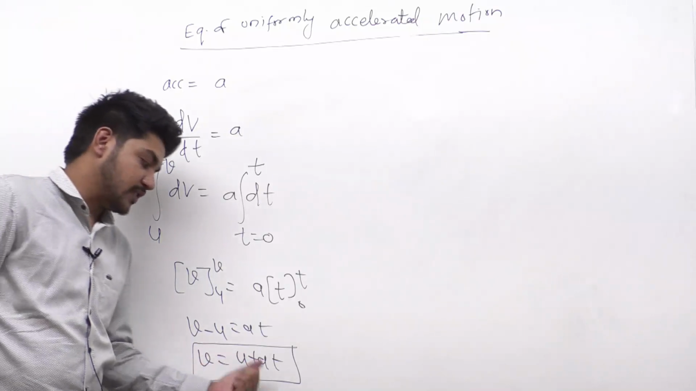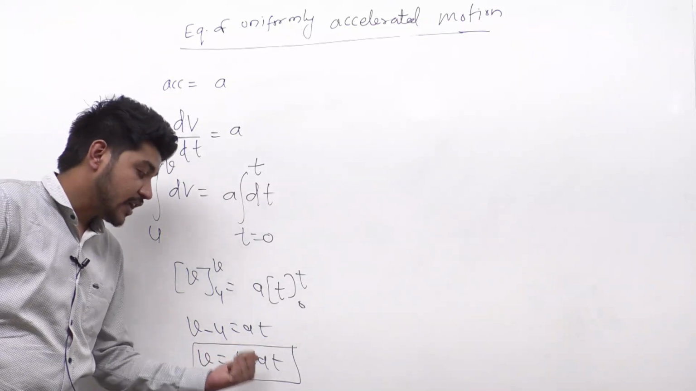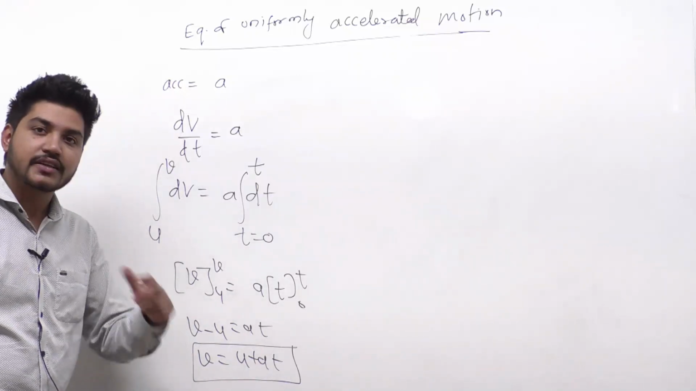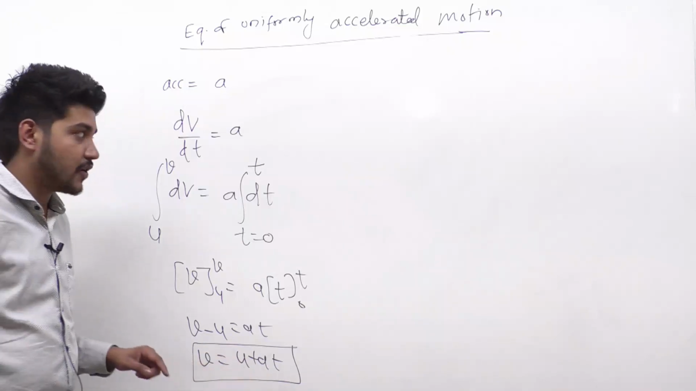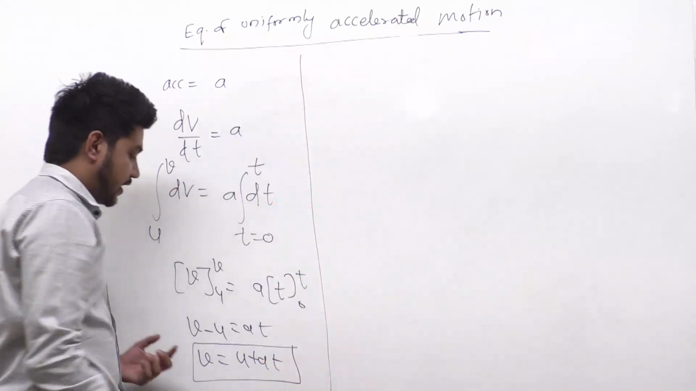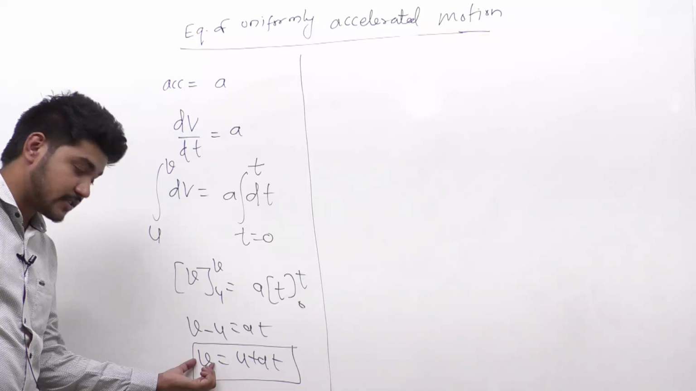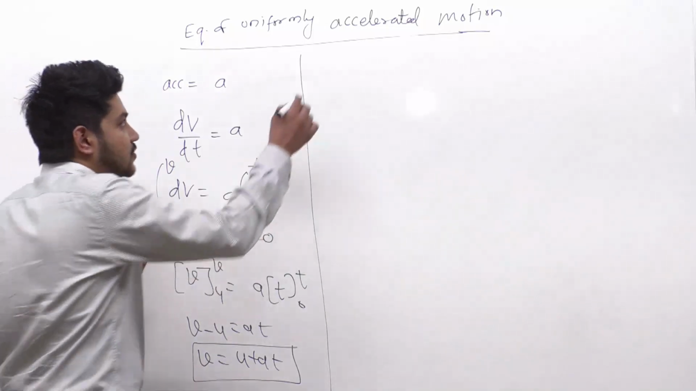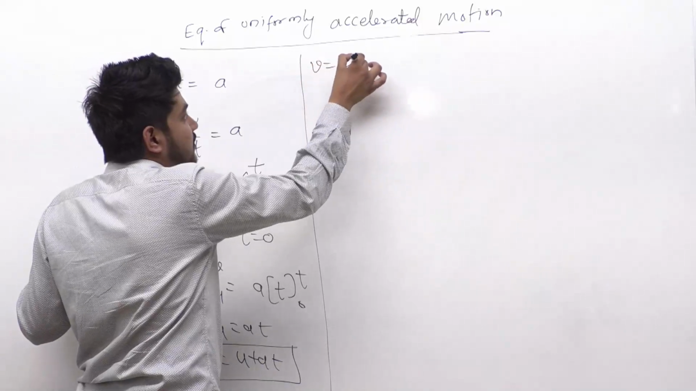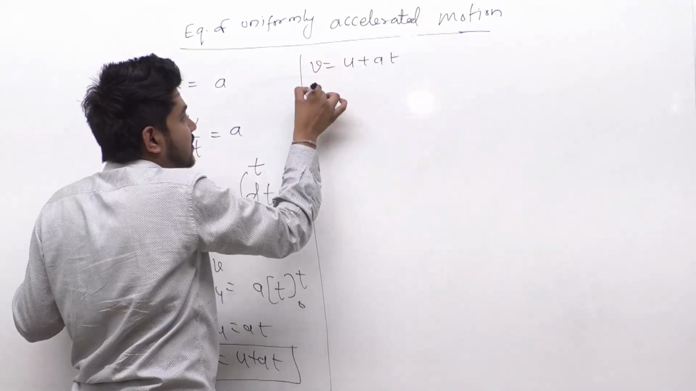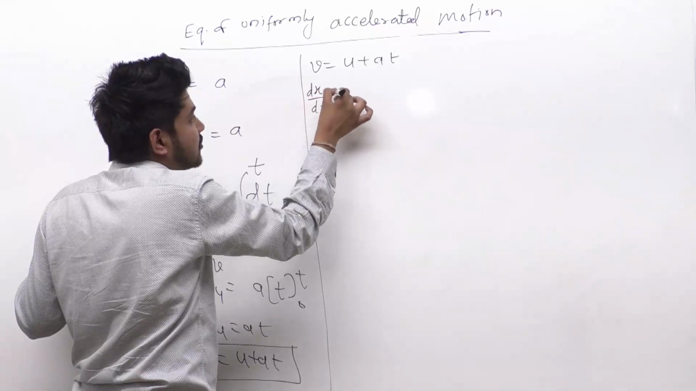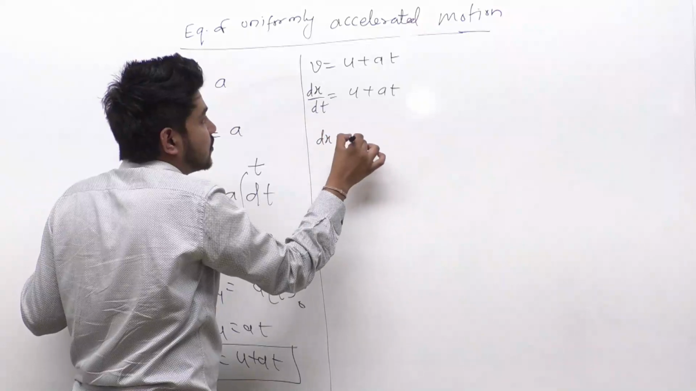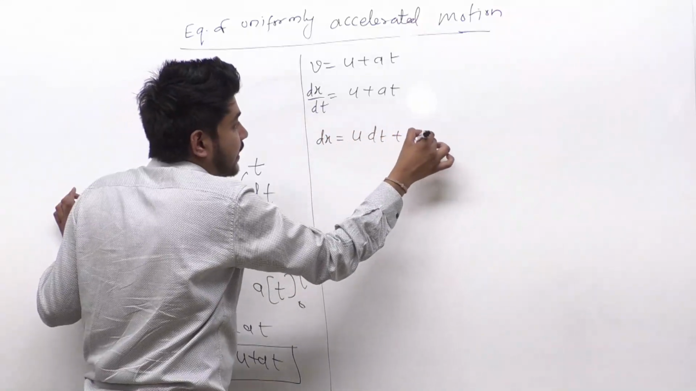v is equal to u plus at, where u is the initial velocity, a is the constant acceleration, t is the time, and v is the velocity at any instant of time. Okay, so now for the second equation, can we write this v as dx by dt, because the rate of change of displacement is the velocity. So v, which is u plus at, I'll write as dx by dt, which is u plus at. Now again I'll take that dt that side, so dx is equal to u dt plus at dt.